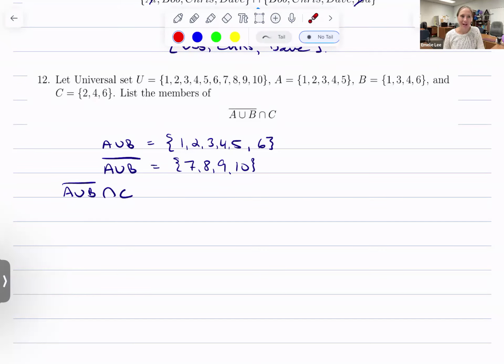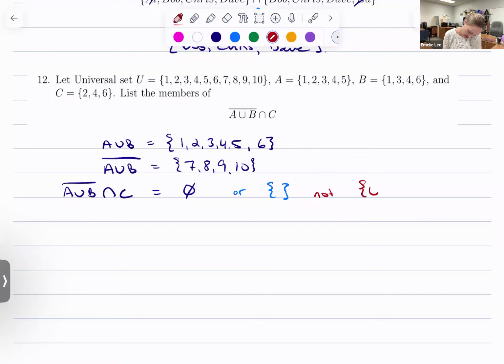Now, I don't see any overlap here. I don't see a 2, I don't see a 4, I don't see a 6, which means there are no elements in this set, and I get the empty set. Or if you prefer to write it like this, just empty brackets with nothing in it.